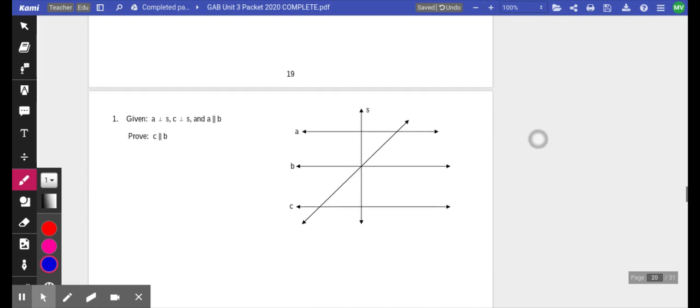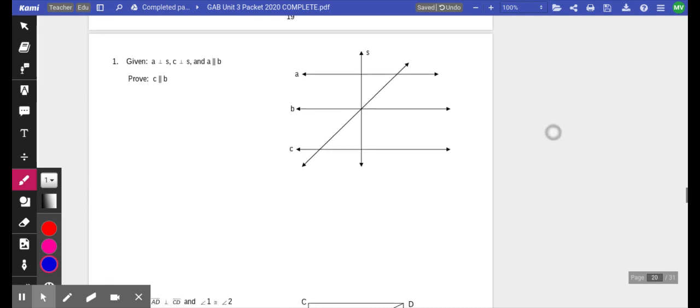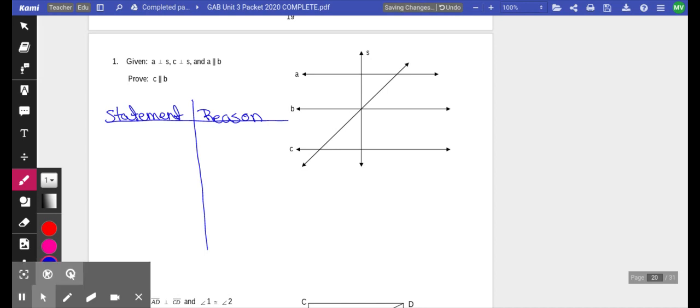So now here's where we start our examples using those theorems. We have this problem, and I want you to pause and try to come back and give it a start. Okay, so hopefully you paused and gave this a try. So I'm writing out my givens: A is perpendicular to S, C is perpendicular to S, and A is parallel to B.